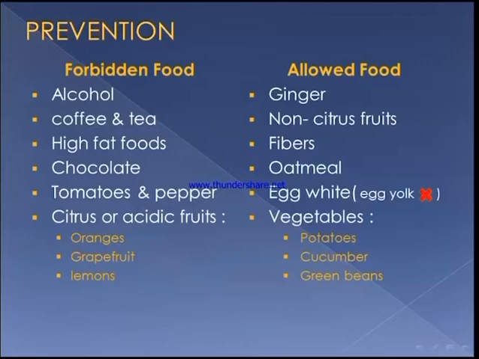For prevention of this disease, there are forbidden foods and allowed foods. The forbidden foods are alcohol, coffee and tea, high-fat foods, chocolate, tomatoes and pepper, citrus or acidic fruits like oranges, grapefruit and lemons. Allowed foods are ginger, non-citrus fruit, fibers, oatmeal, egg white, and the patient should eat egg white only without egg yolk, which contains high fat content. Vegetables like potatoes, cucumber, and green beans.